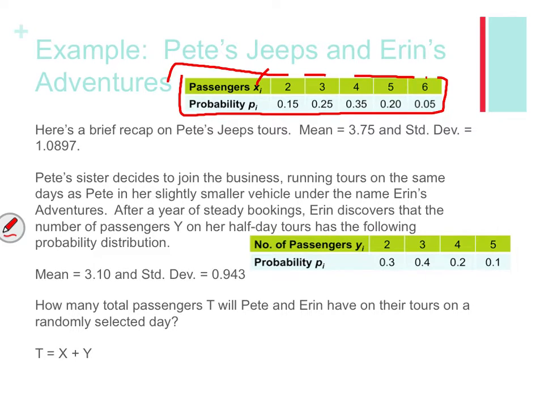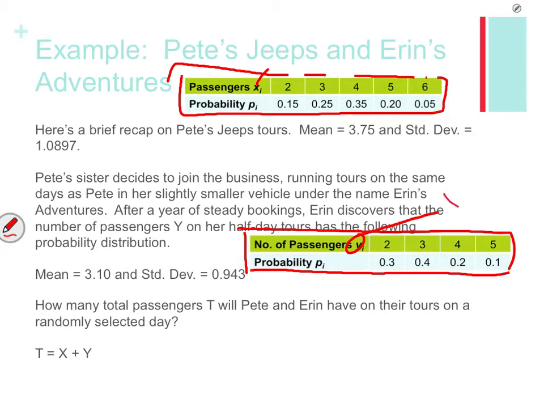So she's going to decide now to join the business, running tours on the same days as Pete in her slightly smaller vehicle under the name Erin's Adventures. After a year of steady bookings, Erin discovers that the number of passengers Y on her half-day tours has the following probability distribution. Okay, so here is the probability distribution for Erin. Y is representing her number of passengers.